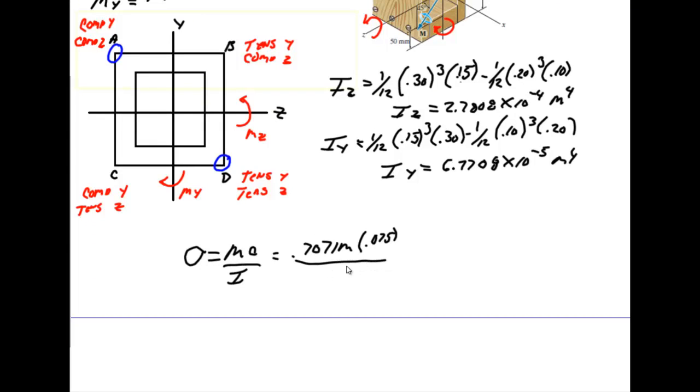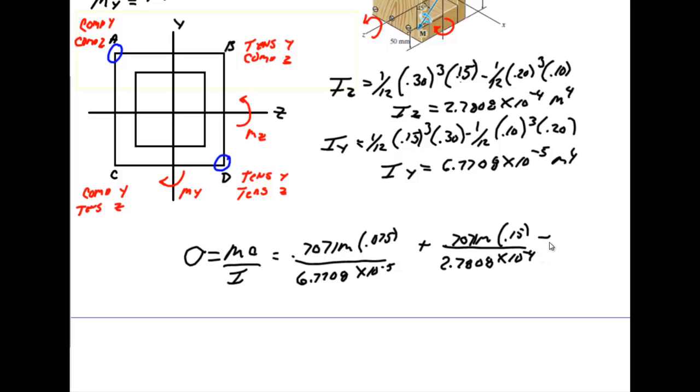We divide that by the moment of inertia, 6.7708 times 10 to the minus 5. Now we will add that to this one, 0.707 M. That's the moment at Z. Times the distance from here to A, and that distance is 0.15. We'll divide it by the moment of inertia of Z, 2.7808 times 10 to the minus 4th.